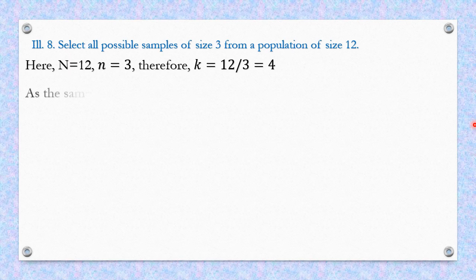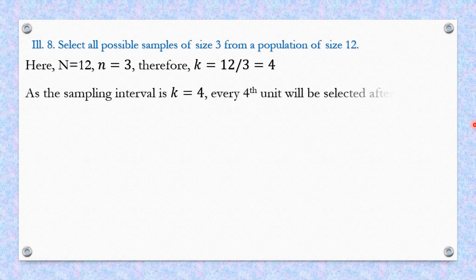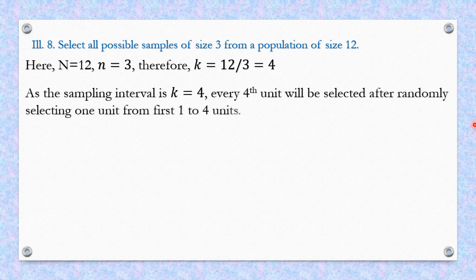Let's do something here. As the sampling interval is 4, every fourth unit will be selected after randomly selecting one unit from the first 1 to 4 units. Let me distribute these 12 units according to 1 to 4, 5 to 8, 9 to 12. From the first group, the first K values, we have to randomly select a number and all the remaining numbers below will be selected together. But what we need to do here is select all the possible samples.